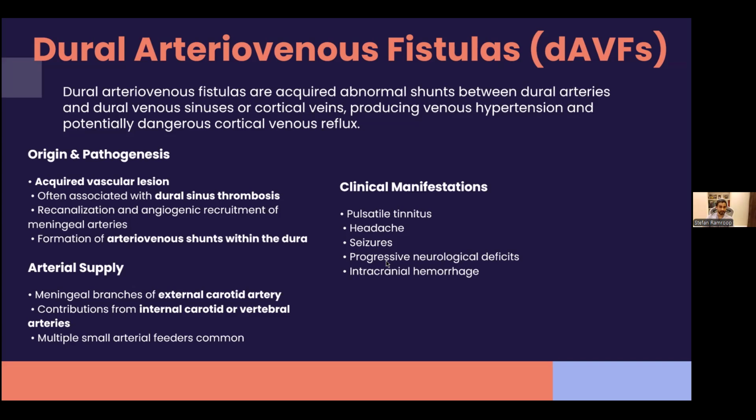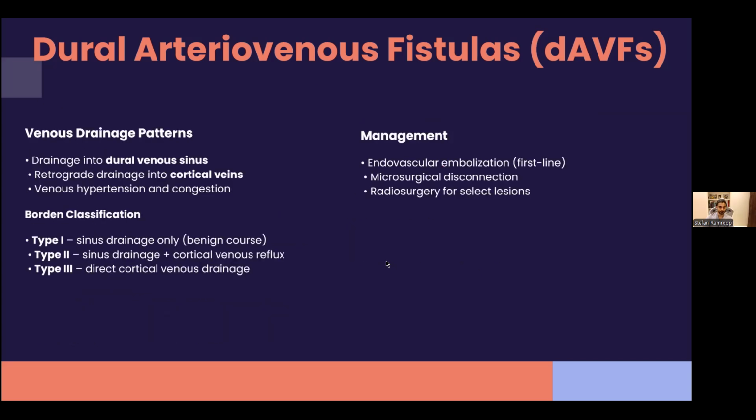The arterial supply typically arises from the meningeal branches of your external carotid artery, although you can have contributions from your internal carotid or your vertebral circulation that can also occur. The clinical behavior of your dural AV fistula is determined primarily by its venous drainage pattern. So the Borden classification stratifies lesions based on this pattern.